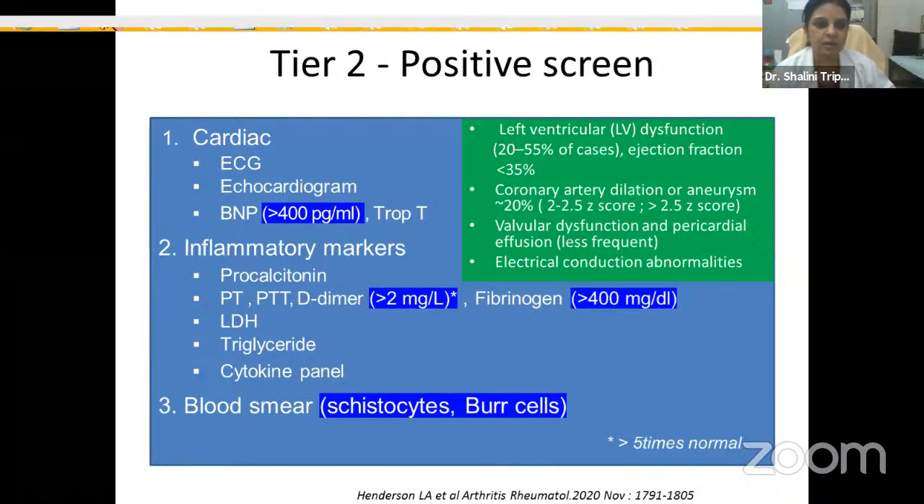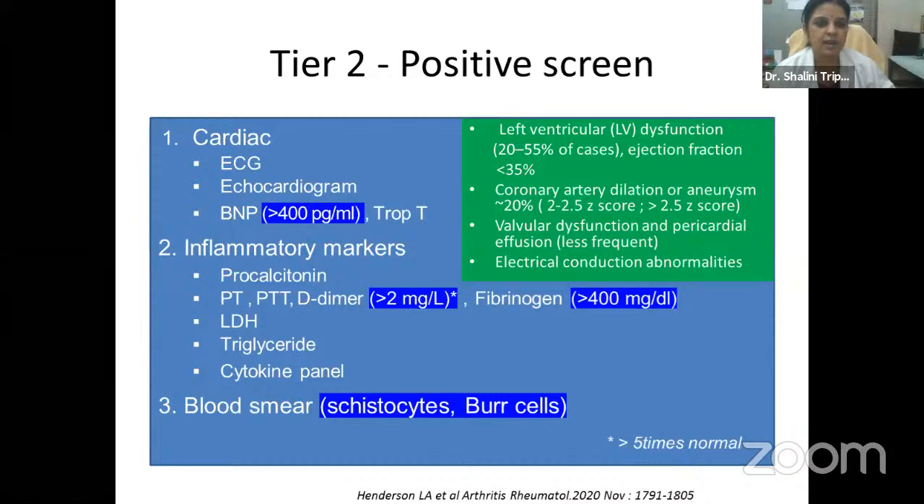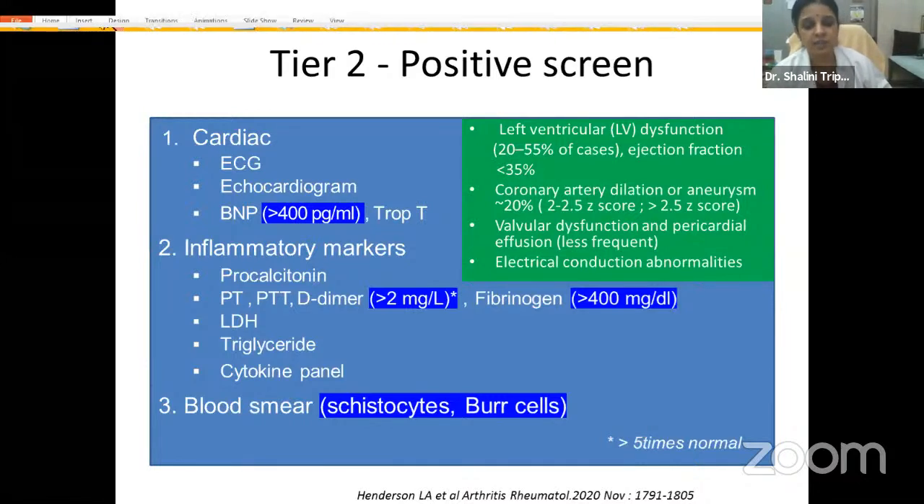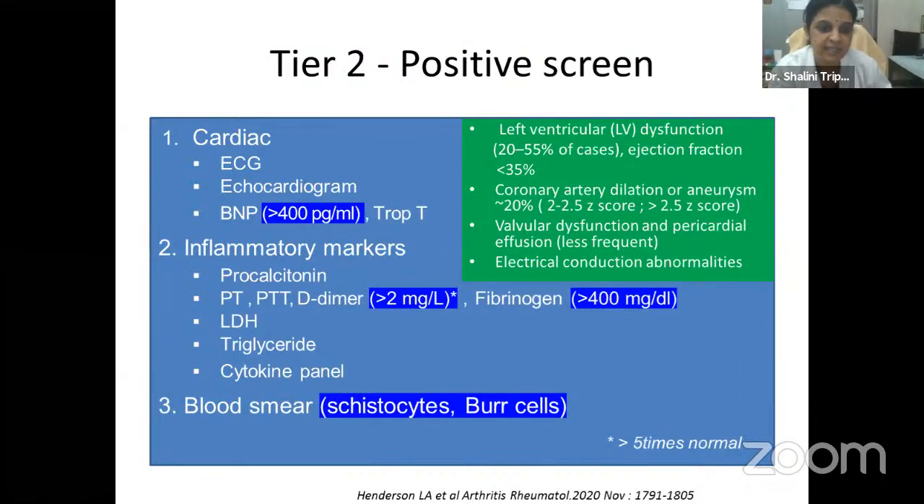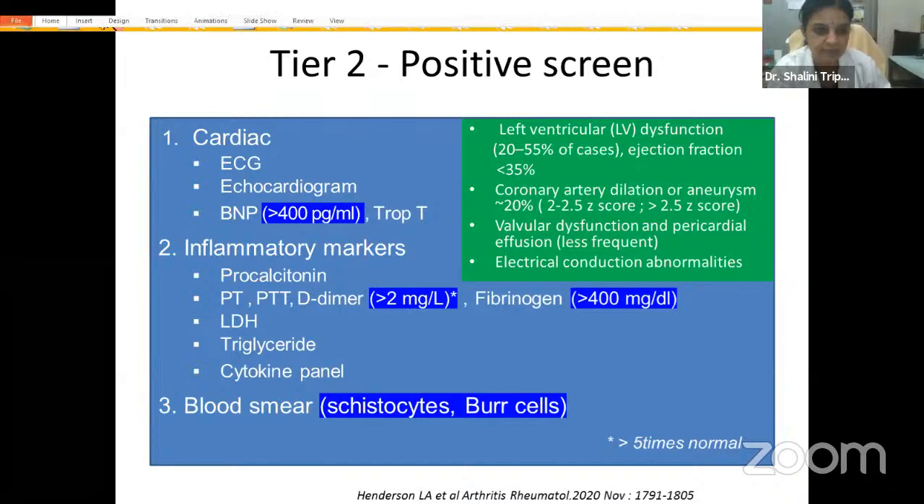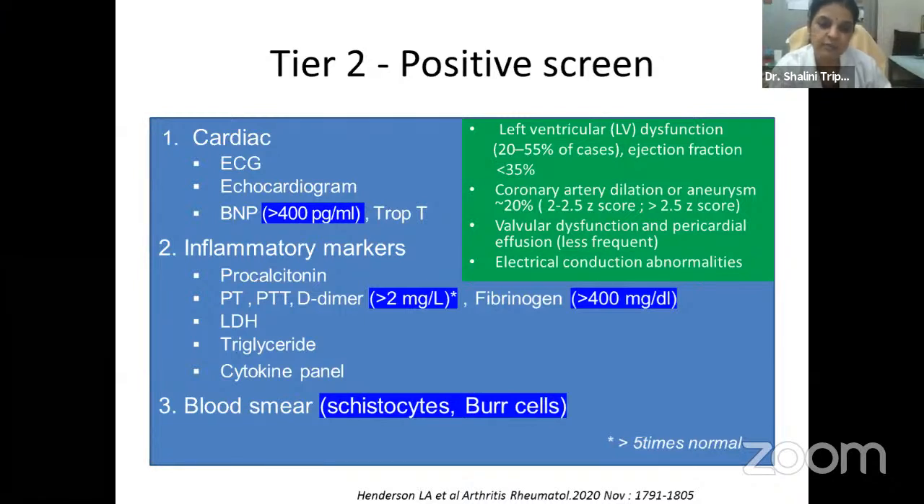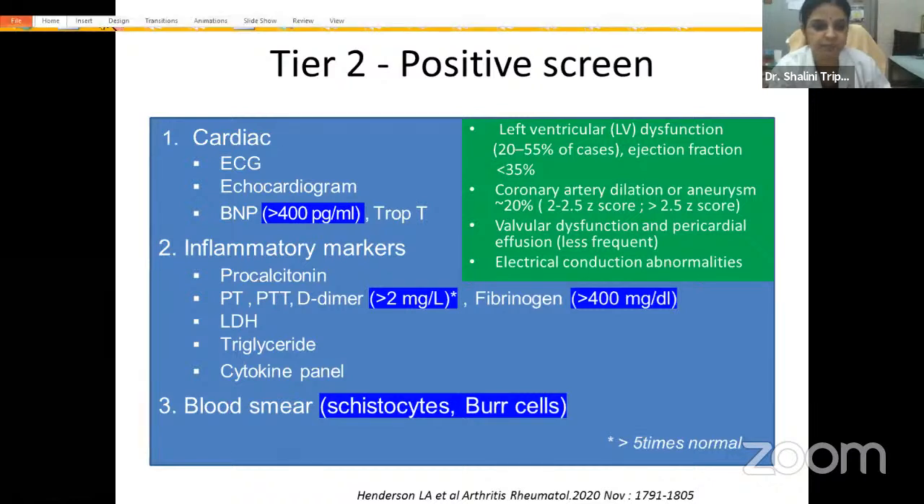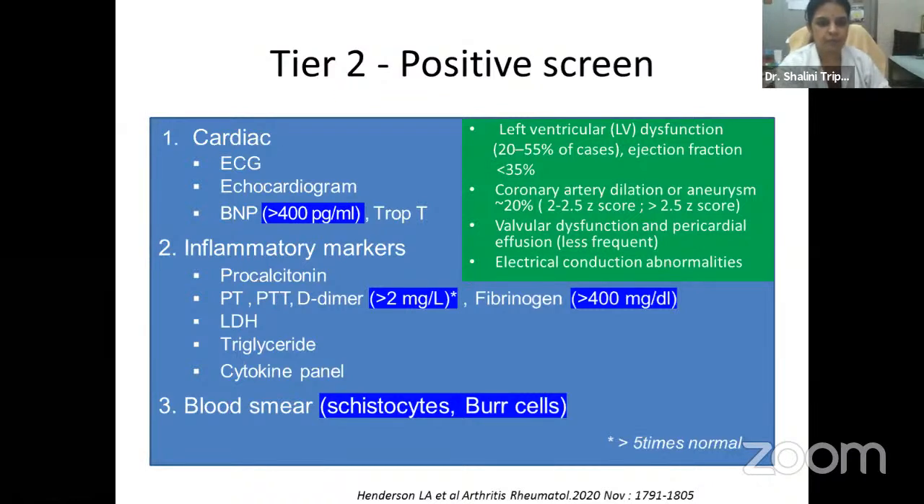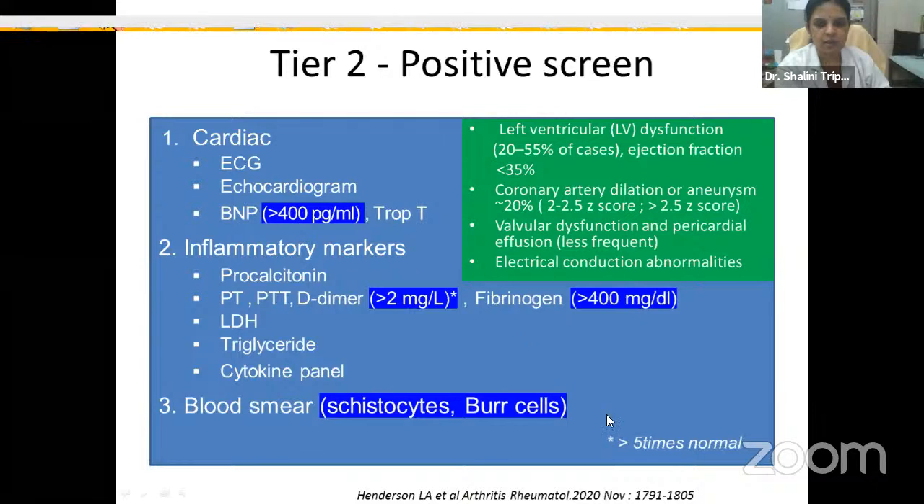Then inflammatory markers, we will do all these, in which the D-dimer levels, if more than 2 milligram per liter, and fibrinogen if more than 400 milligram per deciliter, they are called to be positive. In the peripheral smear, we will be looking for schistocytes and burr cells. Okay. And D-dimers, if the cutoff is more than 5 times the normal, they are usually called raised.